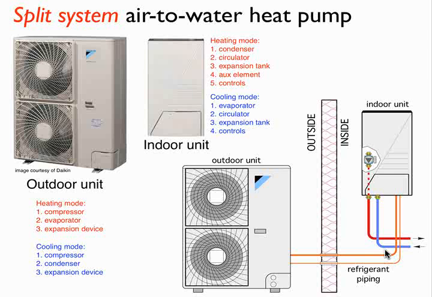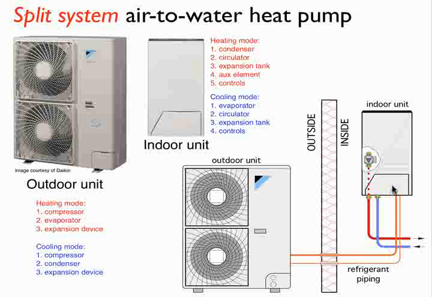One of the benefits of a split system is that there is no water in the outdoor unit, only refrigerant, so we don't have to be concerned about freeze protection in cold climates. One of the disadvantages is you do need a refrigerant technician to properly install this, make sure the line set is connected right, and that you have the proper charge in there. The indoor unit typically has a refrigerant-to-water heat exchanger, which in the heating mode is going to be the condenser. In the cooling mode, it would be the evaporator. Most of these indoor units also have a circulator and sometimes an expansion tank.